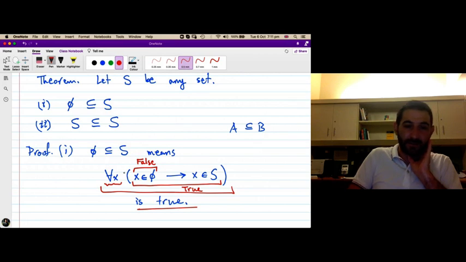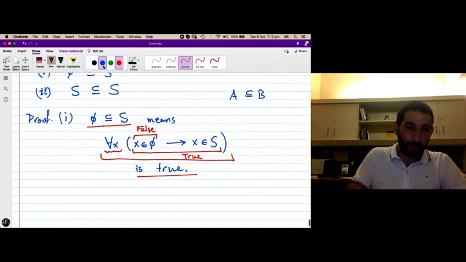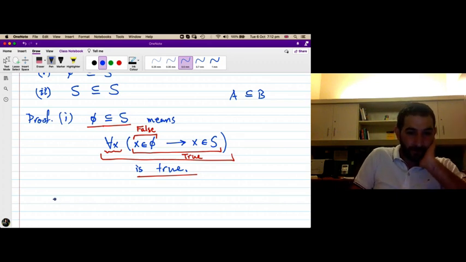And what is this statement? This is what it means for the empty set to be a subset of the set S. We are saying every element of the empty set, of which there are none, is also an element of the set S. So this is a trivially true statement, because the empty set has no elements to check. We need to check that every element in the empty set is also an element of the set S, but there are no elements in the empty set to begin with.